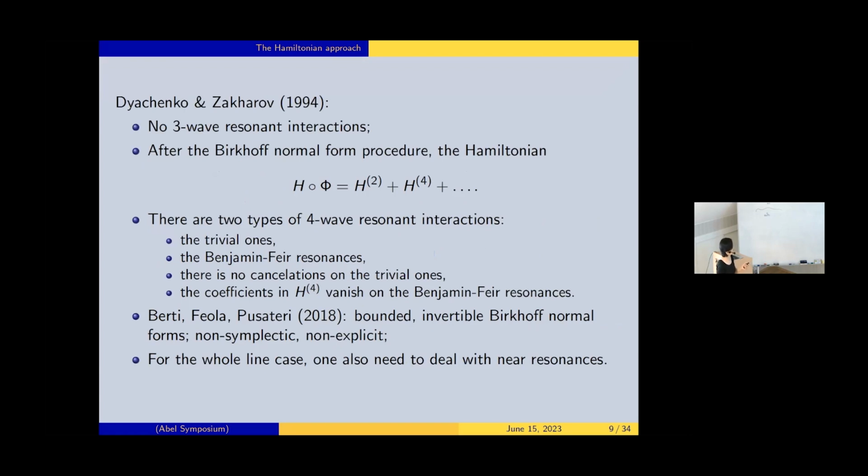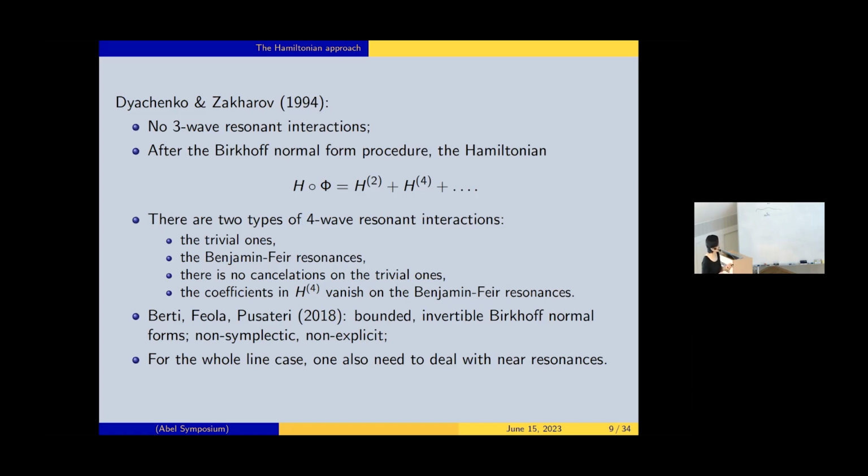Okay, so what does it mean? Precisely what Dyachenko and Zakharov did in their work is that they show there's no three-wave resonant interactions, and now they can write the Hamiltonian after some Birkhoff normal form procedure. The Hamiltonian will look like this: do a Taylor expansion about the wave height, and it has a quadratic term, and this is the quartic terms. Okay.